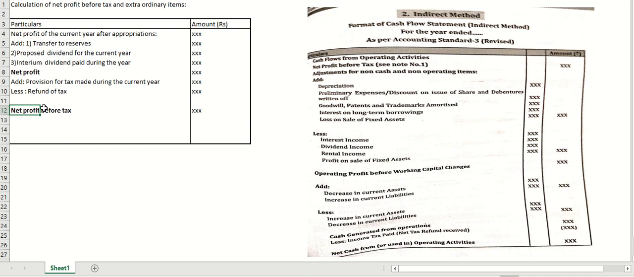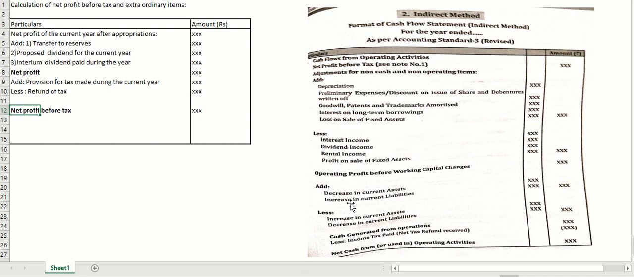So only if they give net profit before tax, we will go ahead. If they give only net profit of the current year, then we're supposed to do this calculation. We're supposed to find out net profit before tax, and only then we can find out the cash from operational activities. So after net profit before tax, you're supposed to add all the non-cash and non-operating expenses. Then you will minus your non-cash and non-operating incomes. Then you'll get something called operating profit before working capital changes.